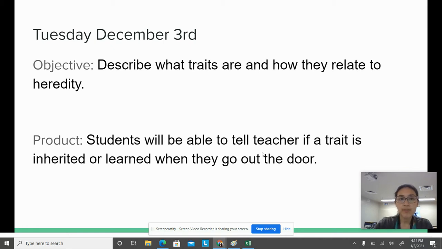Today's objective is to describe what traits are and how they relate to heredity. You'll be able to tell me if a trait is inherited or learned on your assignment today. Of course, you're not going to be going out the door because you're not in class. And ignore the date because that's from last year.